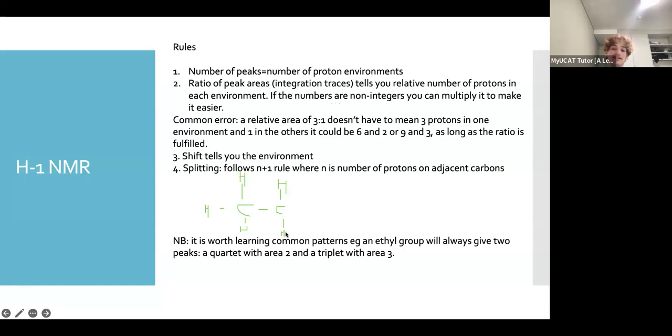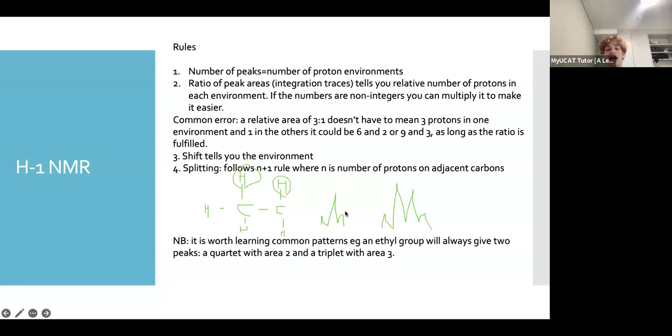This one over here is in the same environment as this one, but it has three protons on the adjacent carbon. N is therefore 3. 3 plus 1 is 4. Quartet peak. Okay? And for an ethyl group, you've got the triplet over here, which represents this one, and you've also got the quartet, something like this, which represents this one.